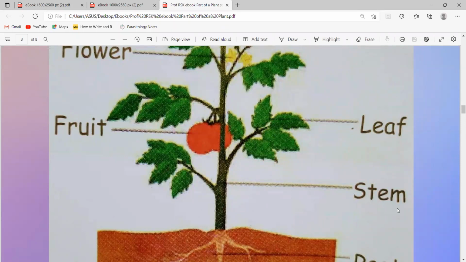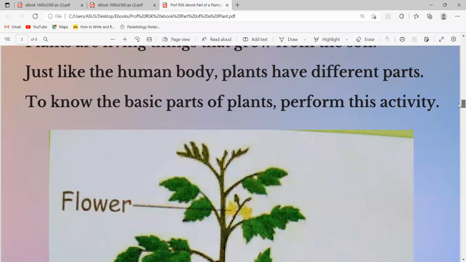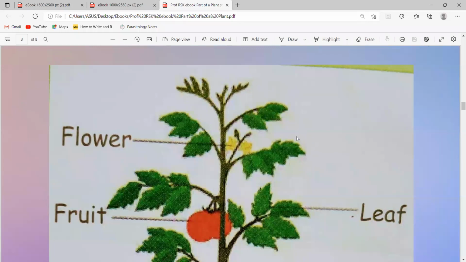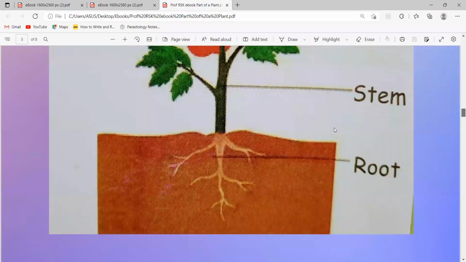The part above the soil is the shoot system. So from here to the stem level is the shoot system. And the part below is the root system. So here we have our roots. There are different types of roots, but they are grouped into two, the tap root and the fibrous root. We'll go into detail as we move to the next section of the class.